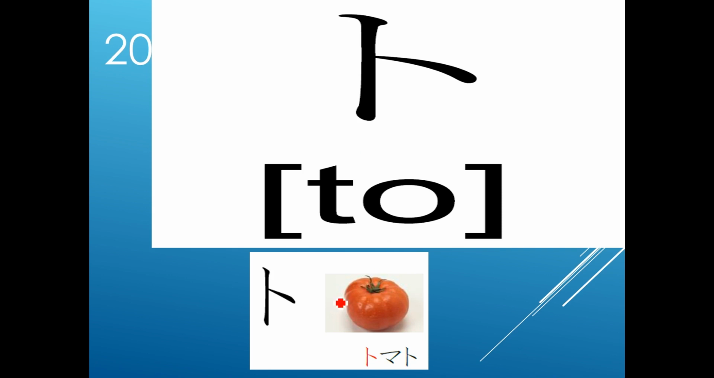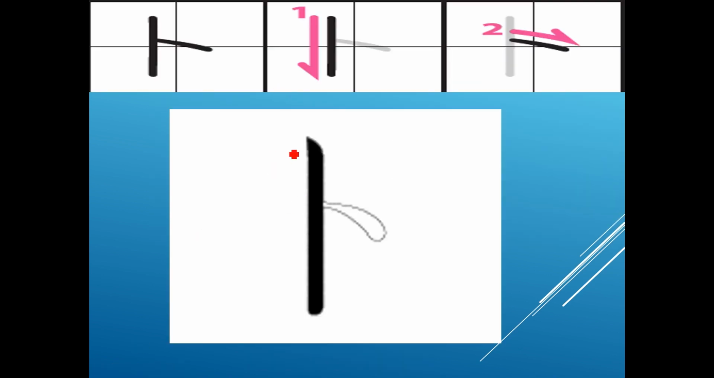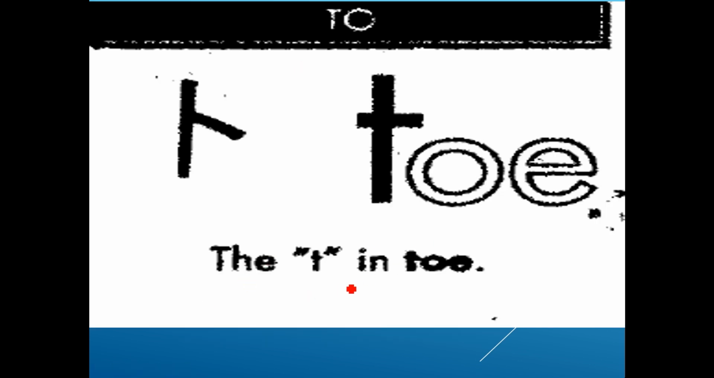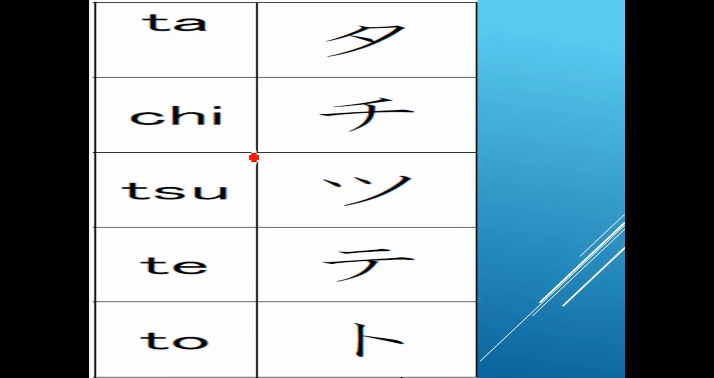And the last letter is to. To is tomato. 1 and 2, two strokes. You can also relate it with toe. Our toe is the T in the toe. Toes look like the toe. So what we learned is ta, chi, tsu, te, to.